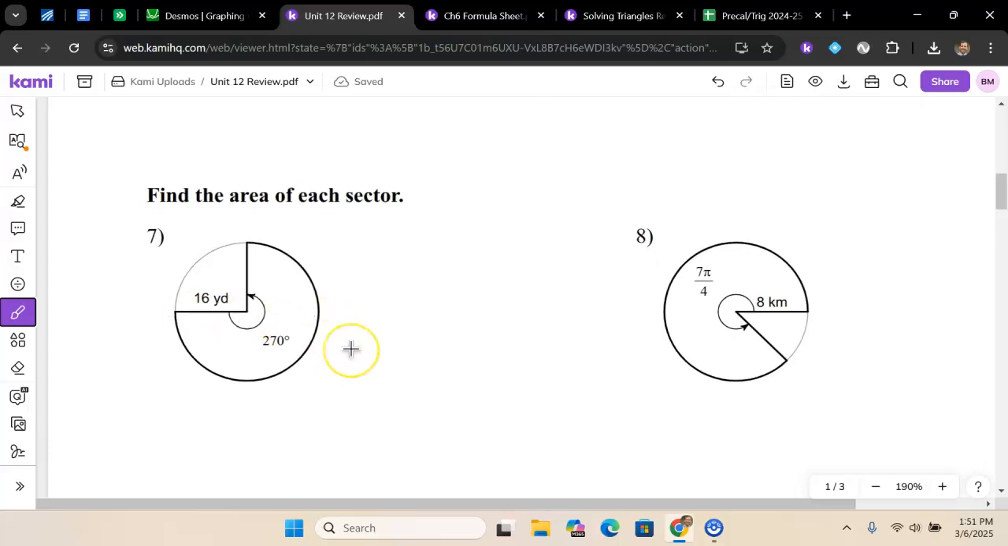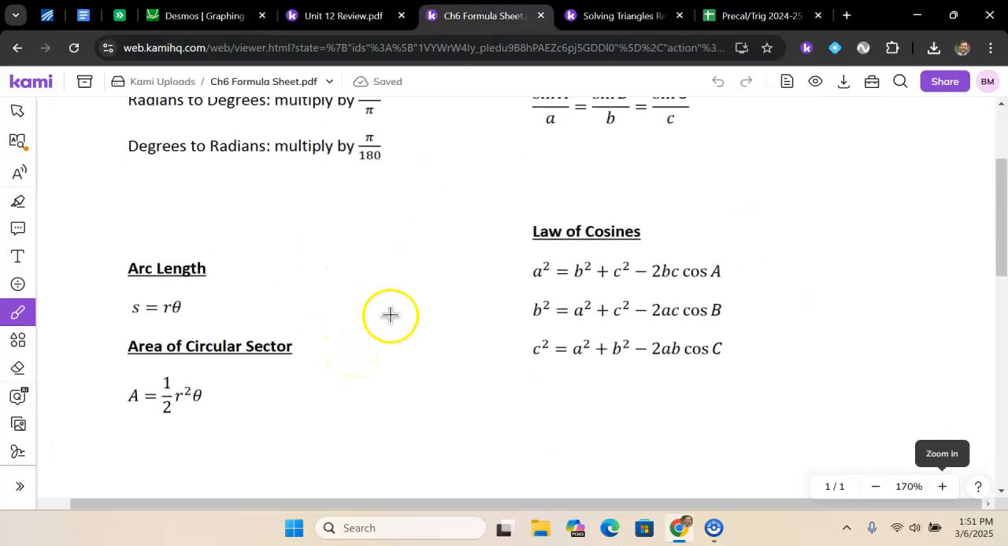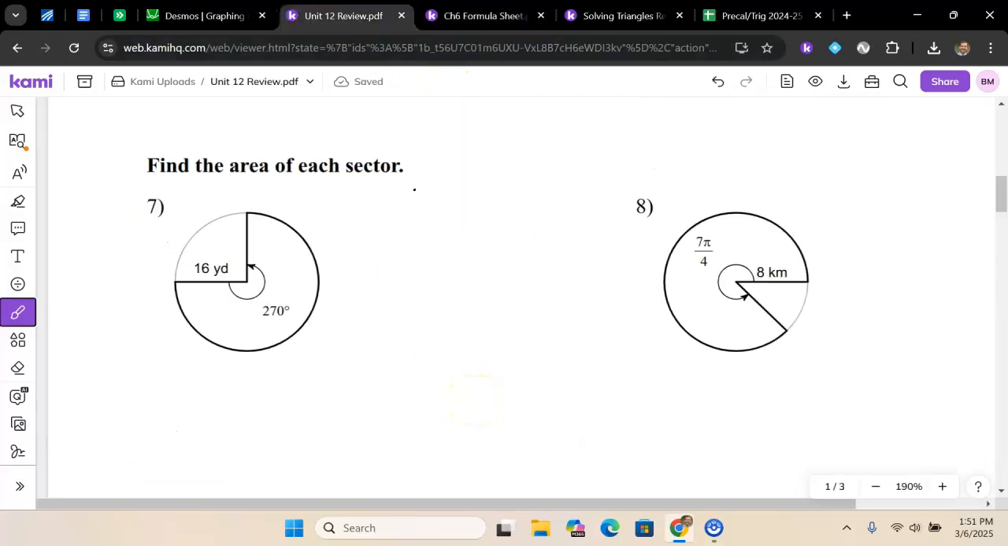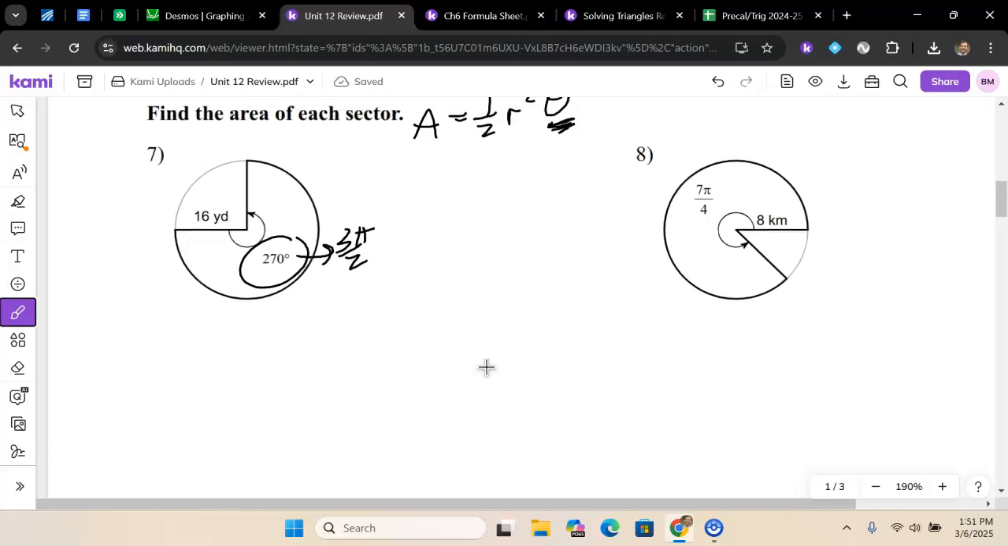Next 2 questions deal with area of a sector. Again, that formula is also given, 1/2 r squared theta. So area equals 1/2 r squared theta. Again, theta needs to be in radians. So if it's given in degrees, we want to change that to its radian equivalent, which would be 3 pi over 2. And then we're just going to plug everything into the formula. 1/2 times the radius squared times the angle in radians.